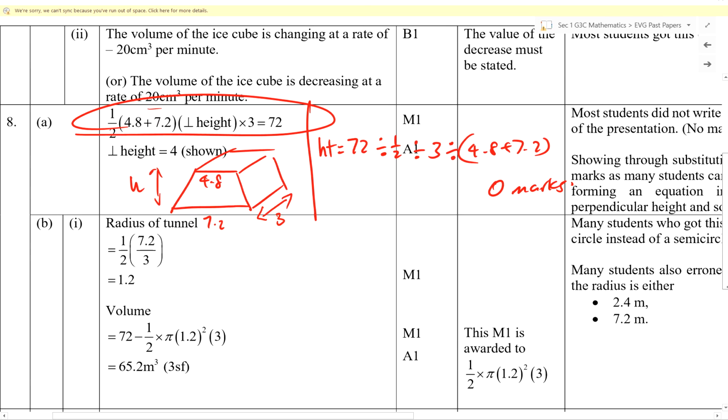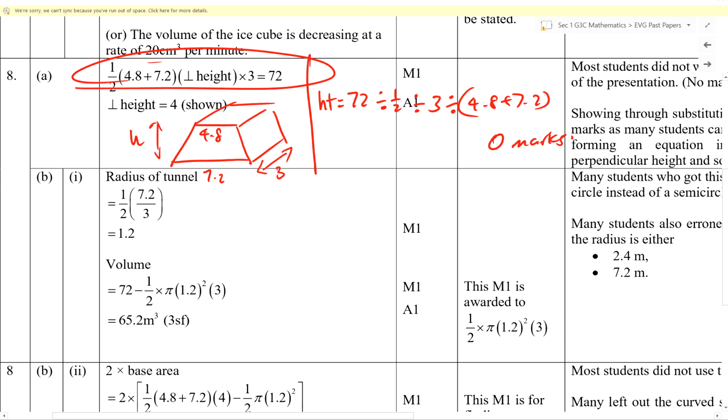So next, the radius of the tunnel. And then after that, get a volume. So it is actually the same concrete structure, the same trapezium, with the same trapezoidal prism. But now they cut out a semicircular tunnel.